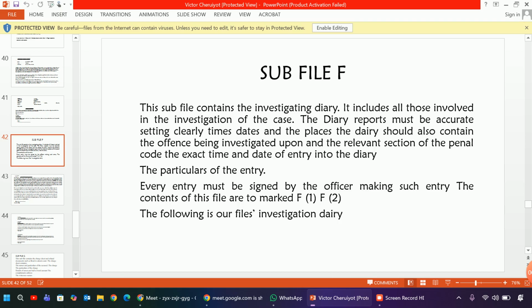If the investigating officer moves from his workstation to the field to collect evidence, takes that evidence to government chemists, to the document examiner, to the medical officer, goes to the morgue, witnesses a postmortem, all those things. Any movement, any step which the investigating officer takes will fall under subfile F. They have to record the time, the place, and any party involved in that subfile F. It is usually in a template form, whereby the investigating officer just fills in the time, place, and date, then what he or she does at that particular time.